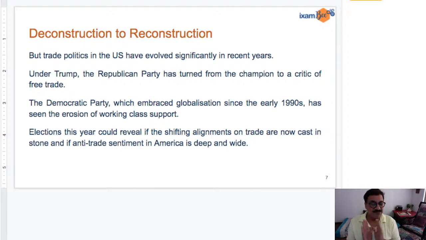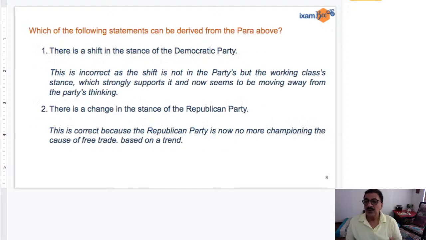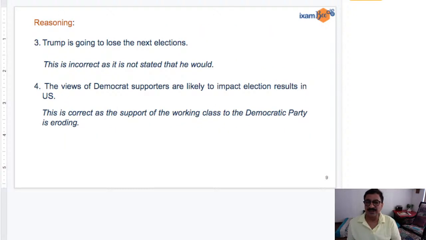So this is our para. Are we clear on the paragraph? We have understood the paragraph. Now let us go to our next thing. Which of the following statements can be derived from the para above? Now we will have 5 sentences and some of them may be correct, some of them may be wrong. We have to see which is correct and which is not correct.